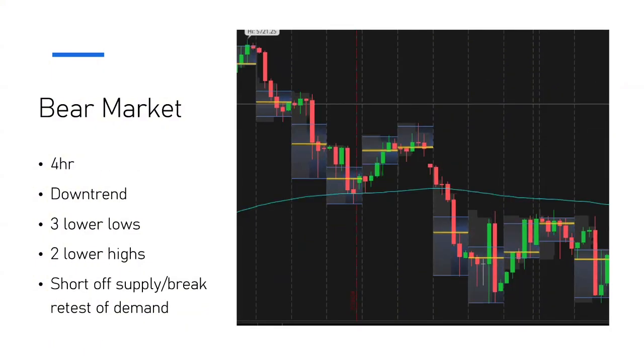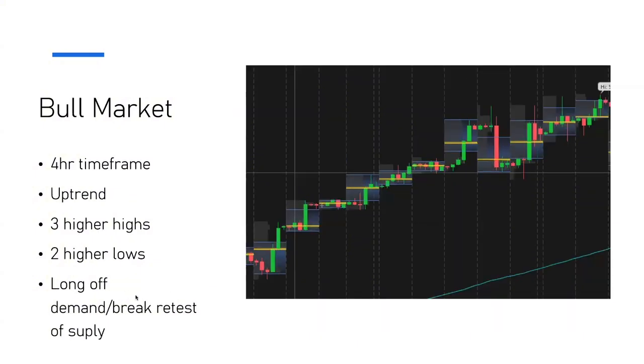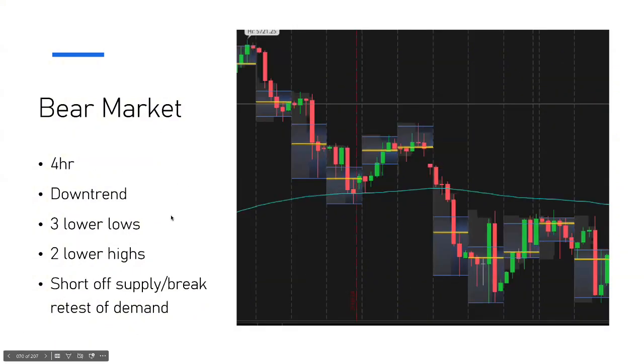The bear market is going to be the same thing, just backwards, obviously. So to classify this, to make sure the data is consistent for you guys and for me, 3 lower lows, 2 lower highs, bear market. So for A plus, that is a short of supply and break retest of demand. And for you, it's not going to be A minus or A plus. This is going to be the only trades with sentiment that most of y'all are going to take when you're making your plan. Just the A plus setup. We're not even going to go for A minus. Market's bullish, this is all you're going to look for. Market's bearish, that's all you're going to look for.